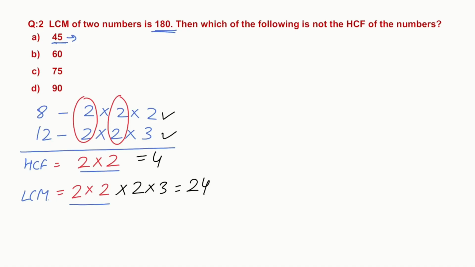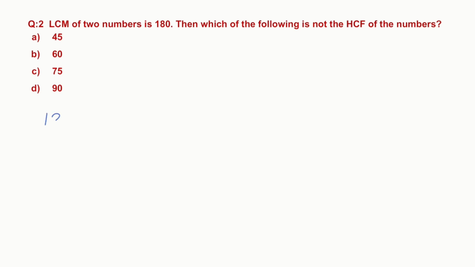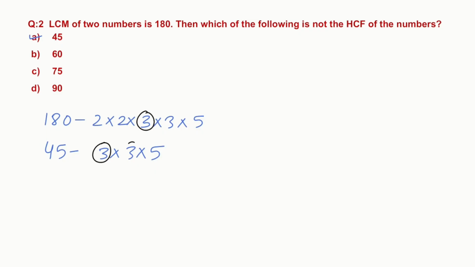And the same we are going to check with the rest of the numbers too. So first we will find the factors of 180. Factors of 180 are 2 times 2 times 3 times 3 times 5. Now one by one we will check all the numbers. So factors of 45 are 3 times 3 times 5. Now we will see if the factors of 45 are there in the factors of 180 or not. So we have 3 and 5. All the factors of 45 are there in 180. So 45 can be HCF of these two numbers.